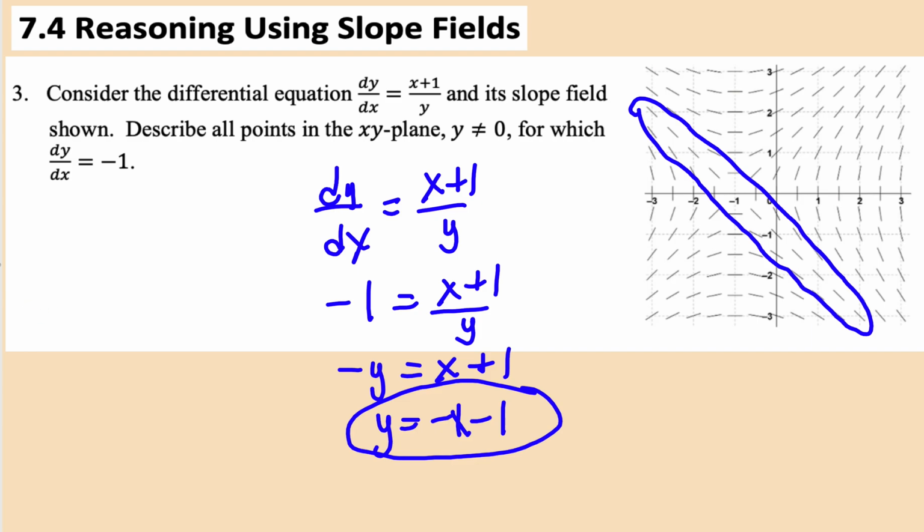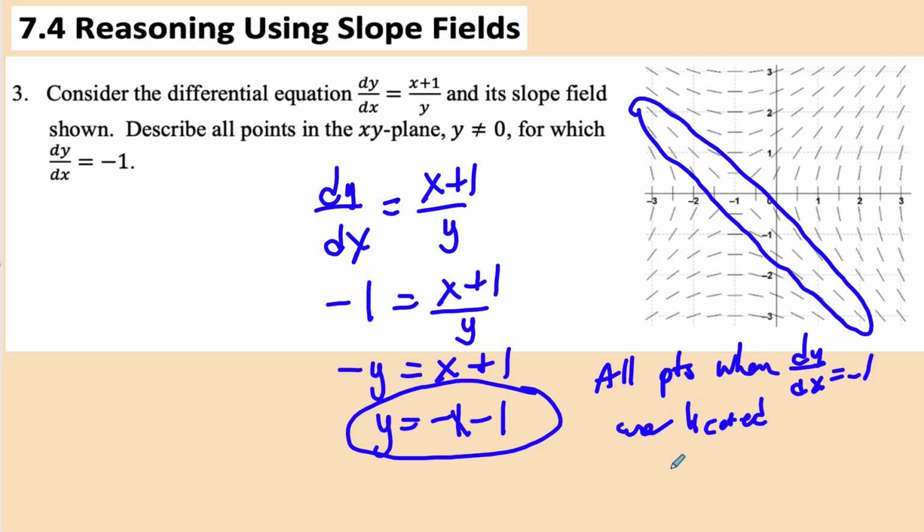And so we would say all points where dy dx equals -1 are located at y equals -x minus 1. So in this range right here, y equal to -x minus 1.